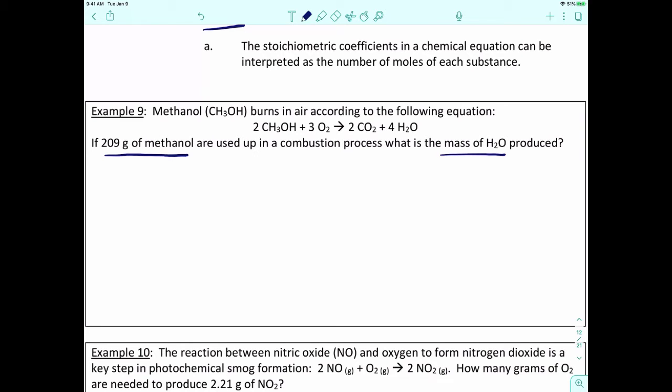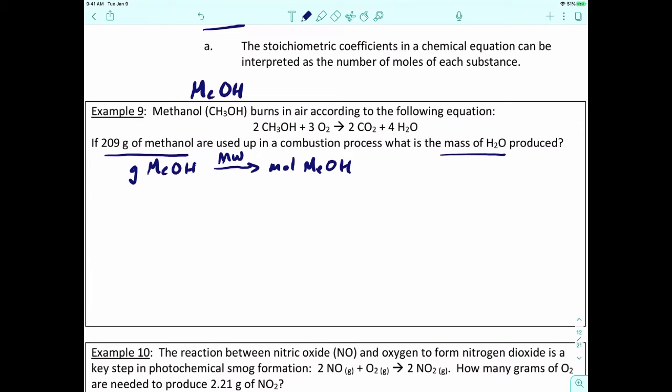So what do we know? We know that we've got grams of methanol. So that's what we're starting with. And I'm going to shorthand methanol as MeOH. In order to start this off, the first step is that we convert from grams of methanol to moles of methanol, because before we can do anything else, we need to get to moles. And to do that conversion, we're going to need the molecular weight of methanol.